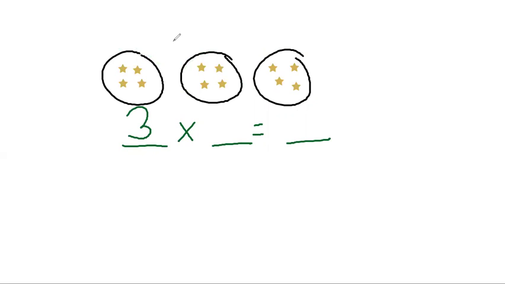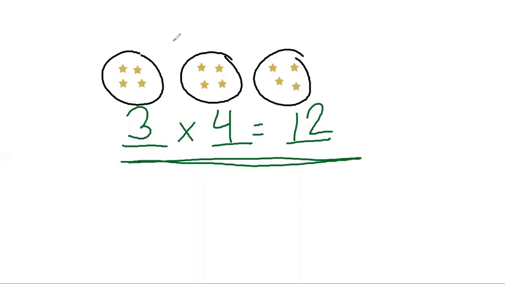In each group, there are 4 stars. 1, 2, 3, 4. Each group has 4 stars, so my next factor is a 4. That tells me I have 3 groups and 4 stars in each group. Now I'm going to count how many stars you have all together. Count the stars in the groups all together. You should have gotten 12. So your multiplication sentence for this picture is 3 groups of 4 equals 12.